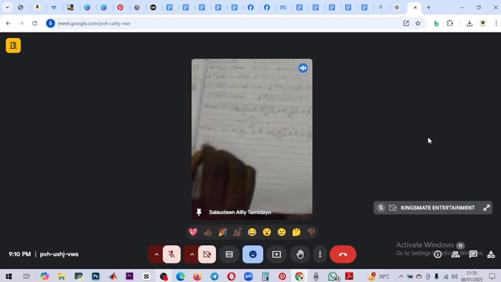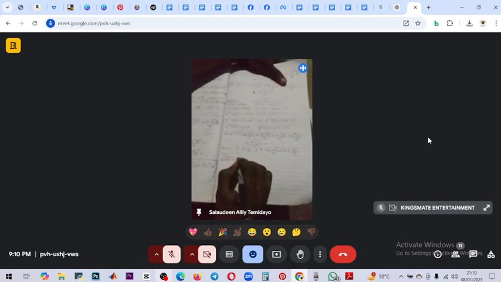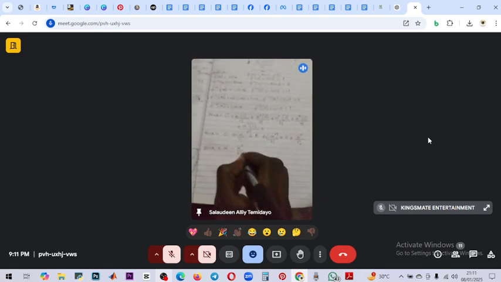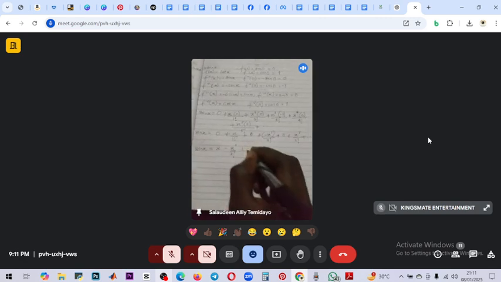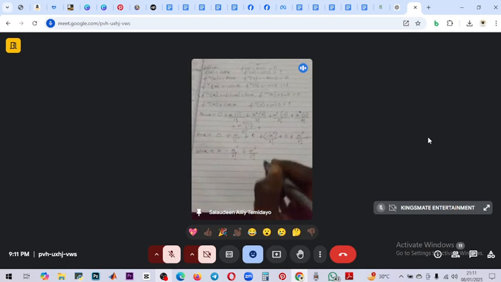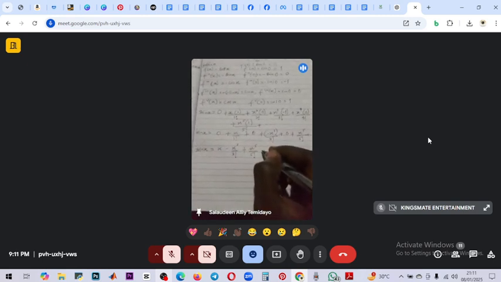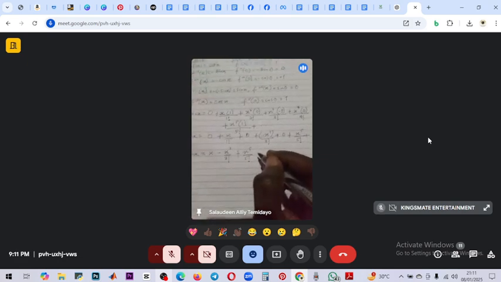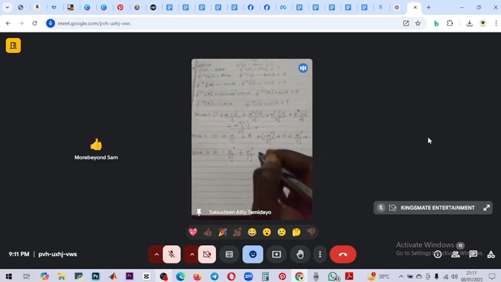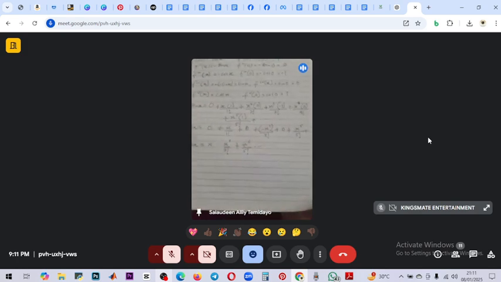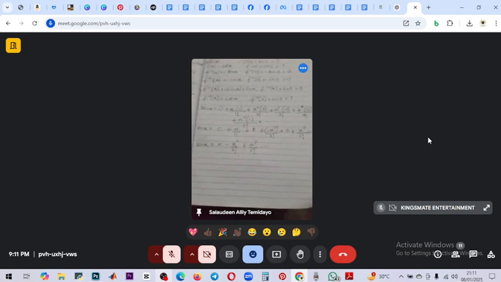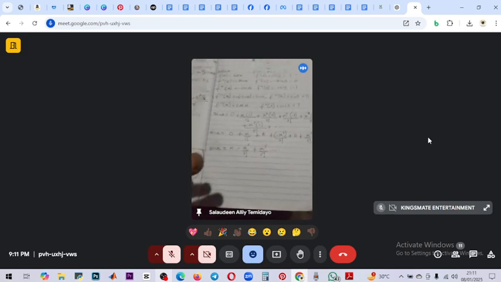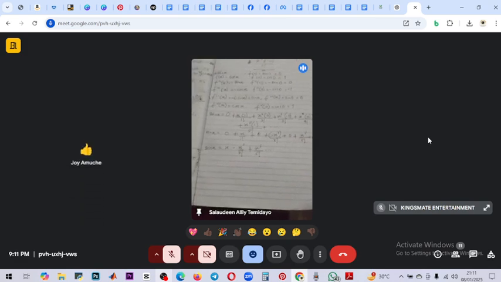At the end of the day, sine x is expanded to be x over 1 factorial, that is x, minus x cubed over 3 factorial, plus x raised to power 5 over 5 factorial, minus x raised to power 7 over 7 factorial, plus x raised to power 9 over 9 factorial, minus x raised to power 11 over 11 factorial, plus x raised to power 13 over 13 factorial, and that is the expansion of sine x. So this is the best example of an alternating series.